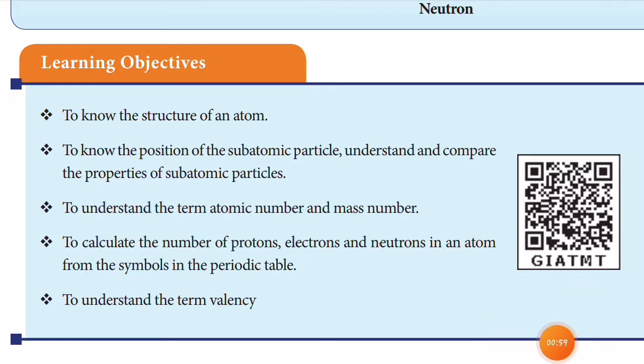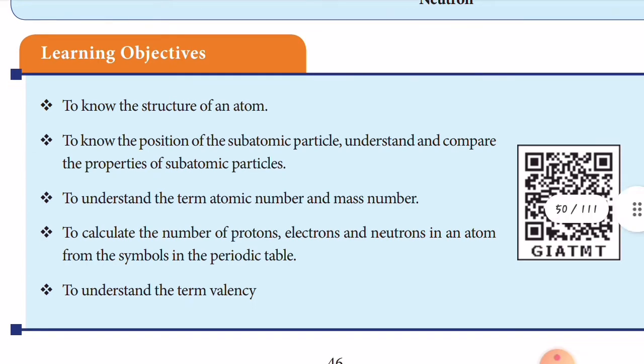Here in this lesson, the learning objectives are to know the structure of an atom and to know the position of subatomic particles. Subatomic particles means what? Proton, electron and neutron. And to understand and compare the subatomic particles, and to understand the terms atomic number and mass number, and to calculate the number of protons, electrons and neutrons in an atom from the symbols in the periodic table. And finally, to understand the term valency. This is clear to you, children? Yes. Now let's move to the lesson.